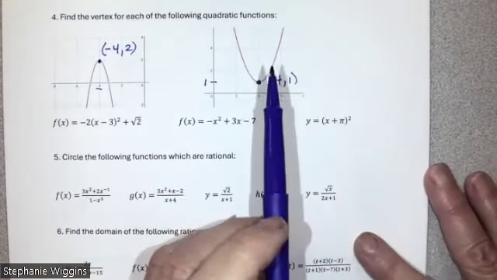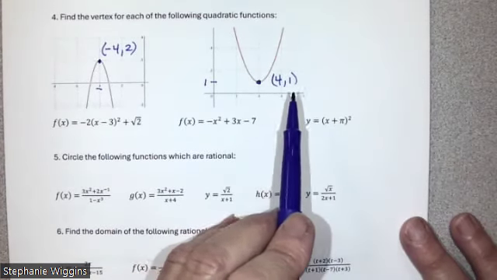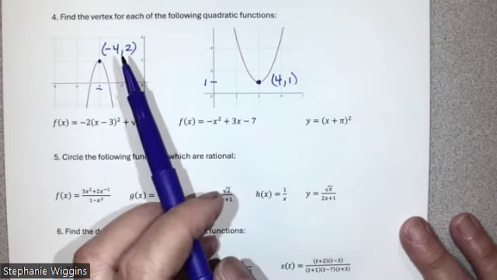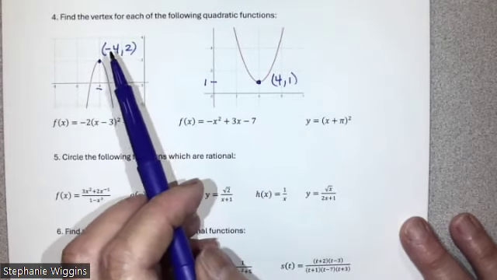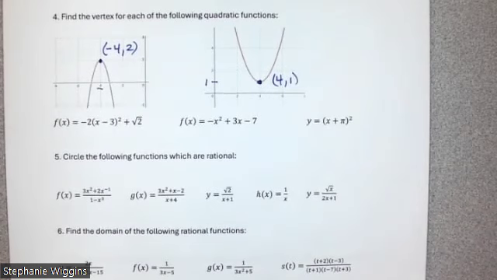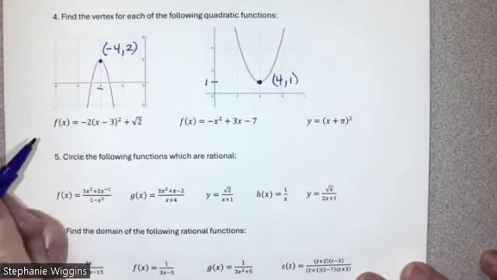And that parabola has a minimum value of 1 at 4. And here we have a maximum value of 2 at -4. Just some extra information there.